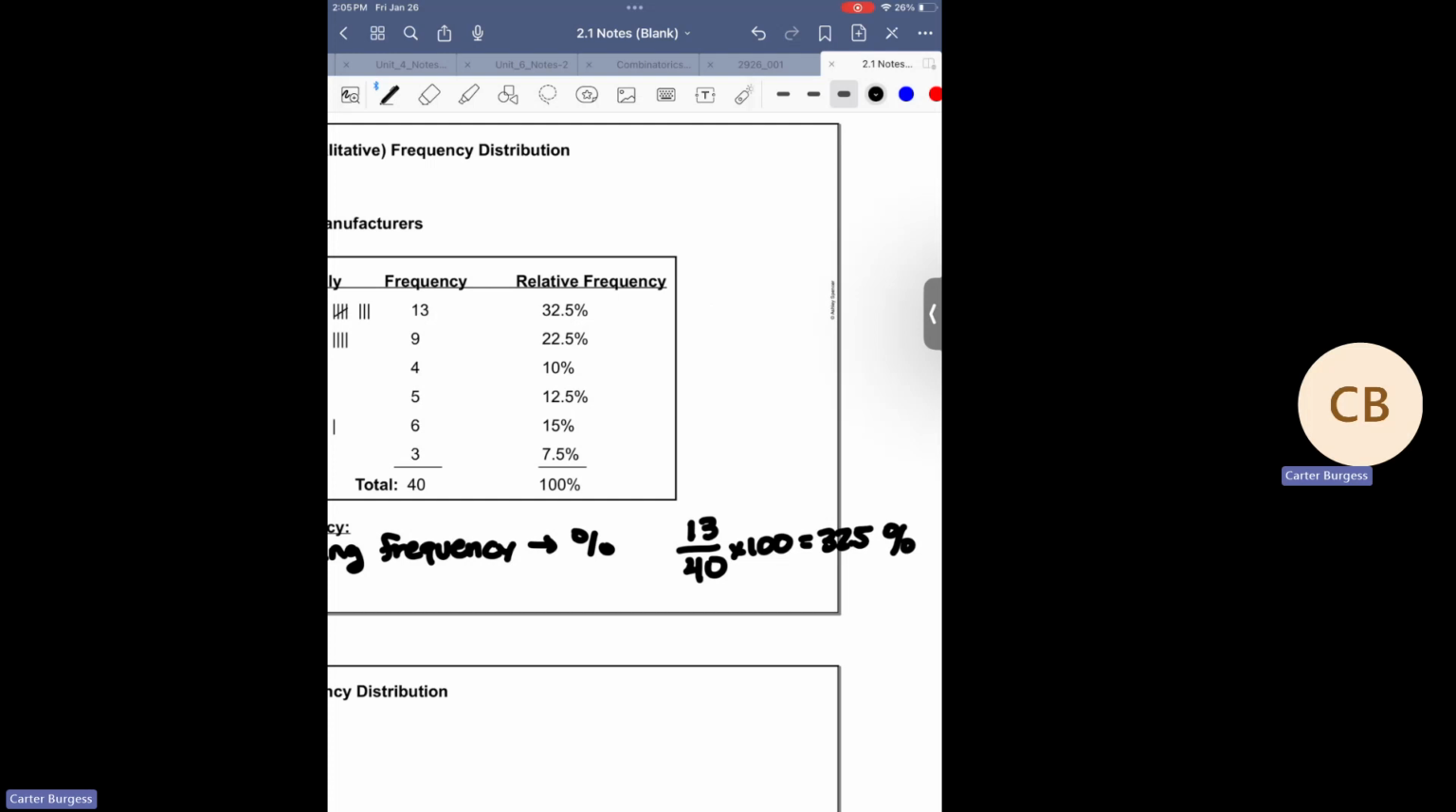Which is much more useful, right? That's a much more useful heuristic than just saying that 13 people of all of the ones that we measured liked Ford. This gives us a context for, is that number a lot or is that number a little, which is just more useful.